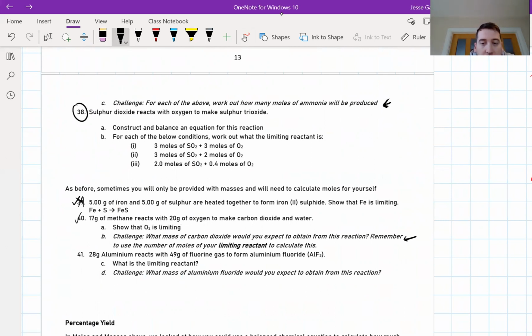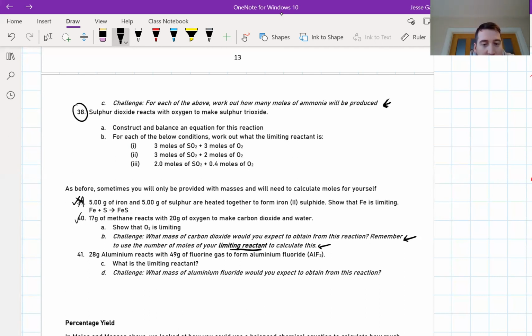Okay, so this one is a bit of a challenge. It says, what mass of carbon dioxide would you expect to obtain from the reaction? Remember to use the limiting number of moles as your limiting reactant. So when you're working this out, you've got to use the limiting reactant, because that's going to stop the progression of the reaction. So whichever one is limiting, that's the number of moles you have to put as your target. Okay, so be careful with that one. Definitely a bit of a challenge there.